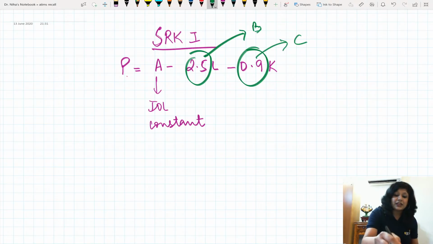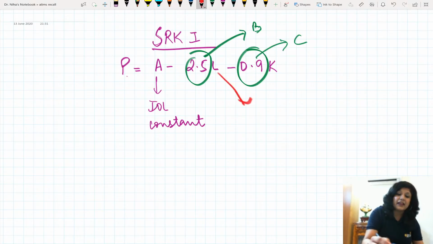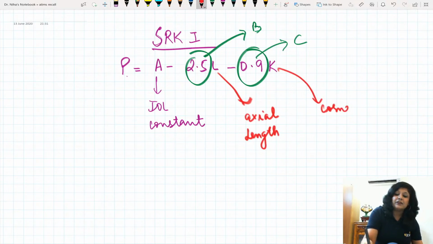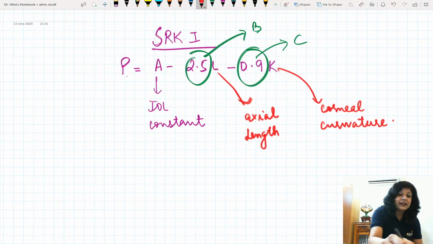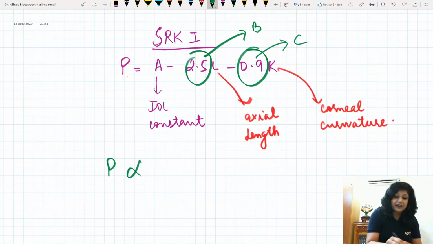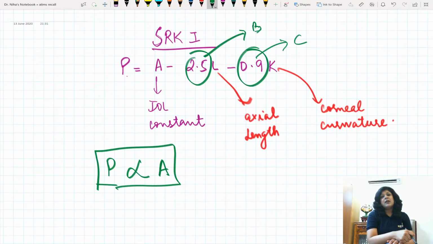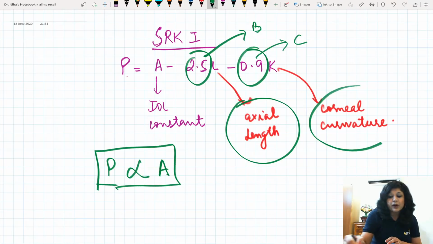So basically if you see the 2 variables which are here, L is the axial length and K is your corneal curvature. Now this is the thing that most of us usually know. Okay, now there is a problem with this formula. The problem is that this says that basically the power P is dependent on this A constant.